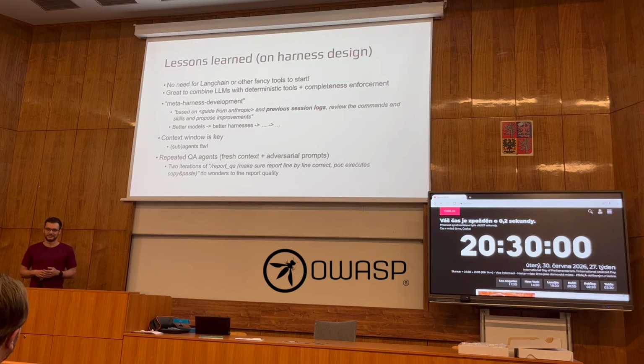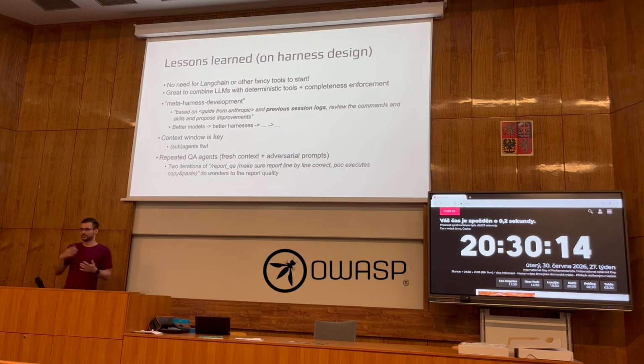So that's why I use those agents and sub-agents. It really pays off to reprompt multiple times. I have this example with the quality assurance agents. It pretty much tells it, okay, go through these reports line by line. You are a bug bounty triager. You want to identify any mistakes. You want to spot if the POC doesn't execute, etc.